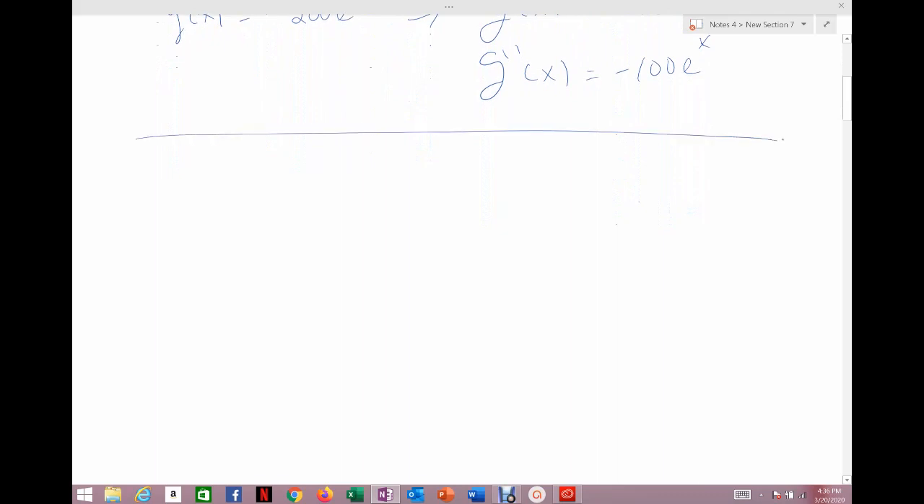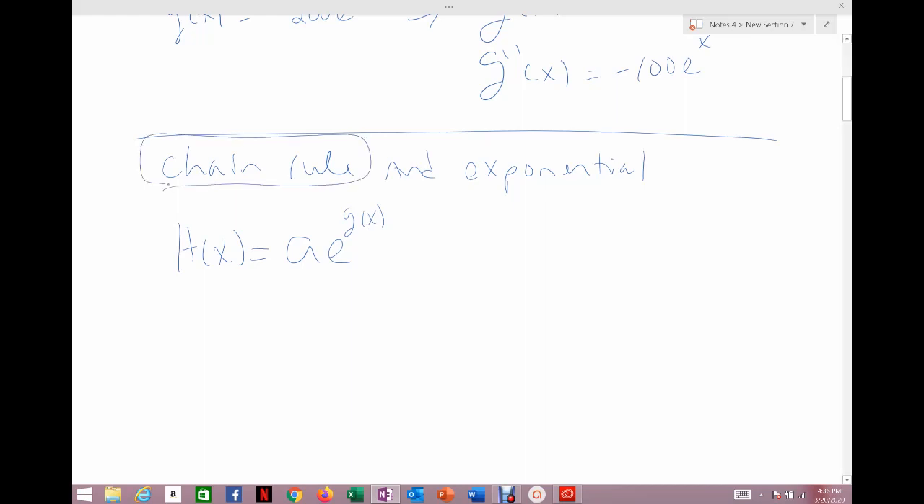Where things get a little more interesting is when we have the chain rule and the exponential. My function, I'm going to write it capital H of x, is some exponential expression. So a is a number, e raised to, but instead of x, up in the exponent is a function of x, g of x. The outside would be the e expression, the inside would be that g of x, and that's why we have a chain rule involved.